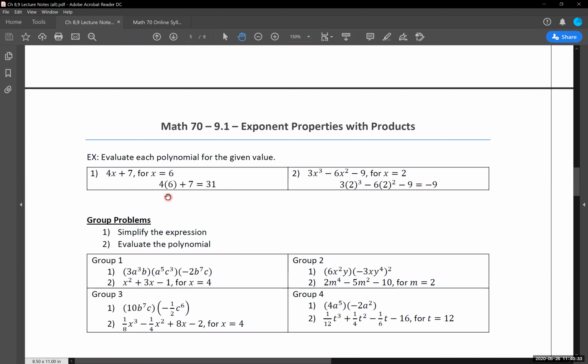4 times 6 is going to give me 24. 24 plus 7 is going to give me 31, and I have my final answer. Evaluating it from there is just using PEMDAS.